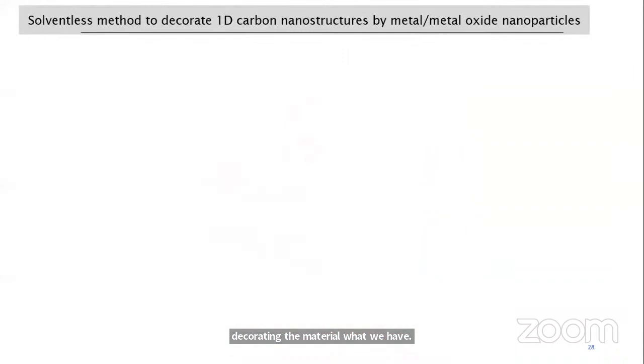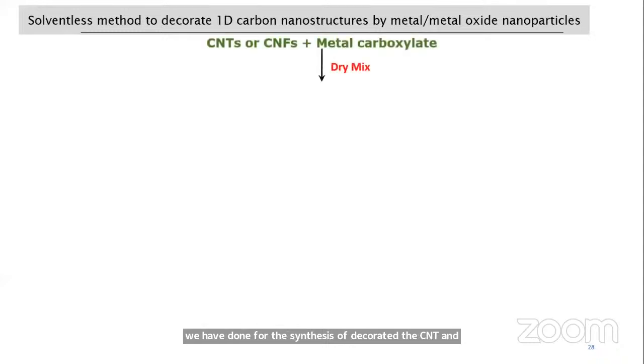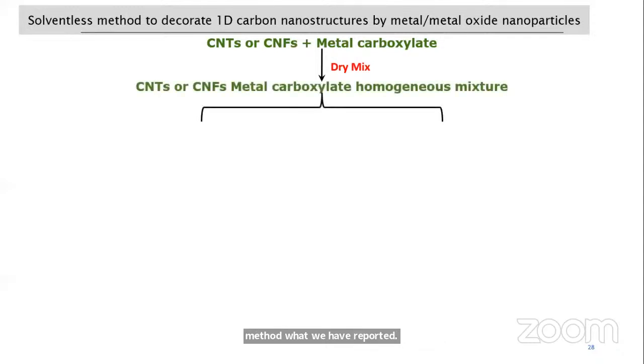We have prepared the CNT and CNF, and the method we have used for the synthesis of decorated CNT and CNF is a solvent-less method, and this is the unique method we have reported. It is the easiest and a very simple method. You take CNT or CNF and then the metal carboxylate, of whichever metal you want to decorate with, and do dry mixing.